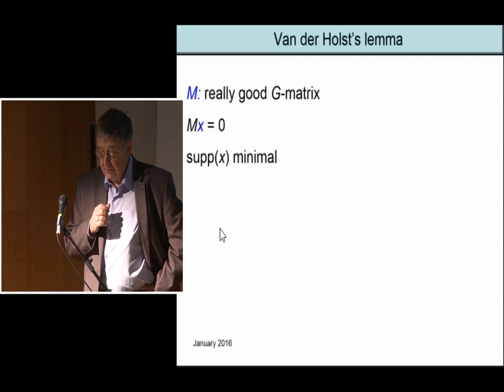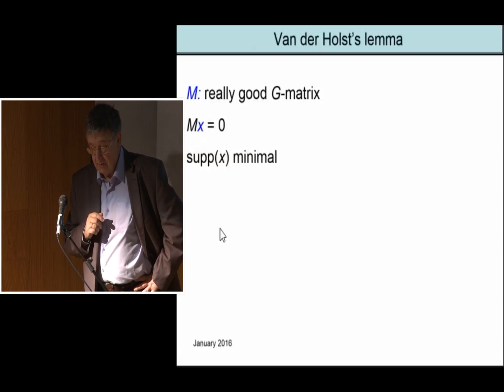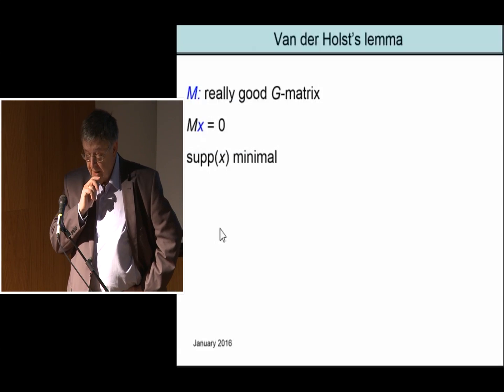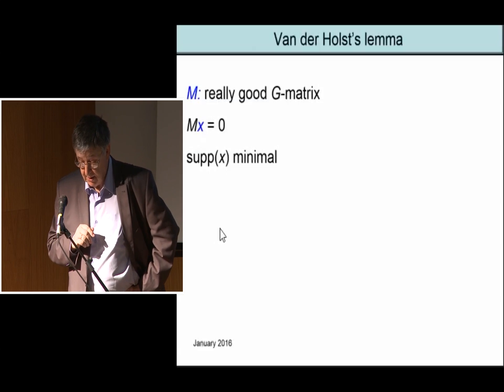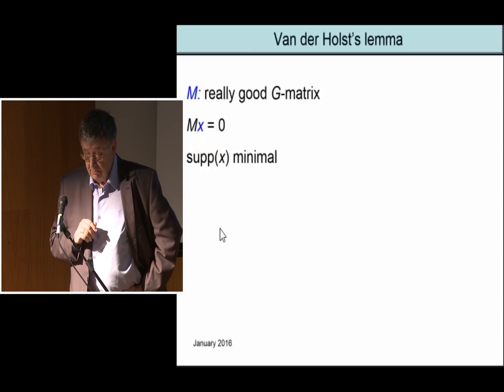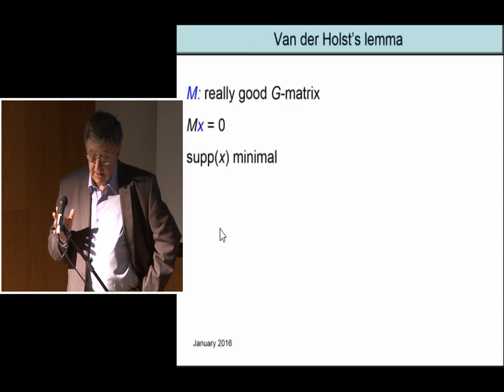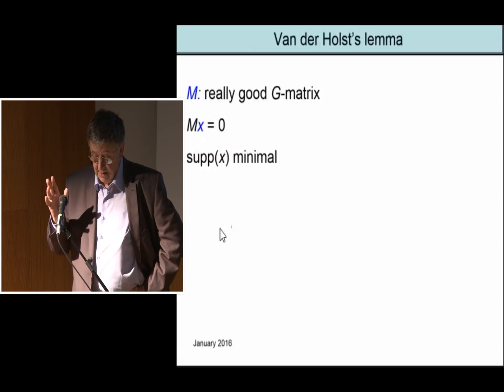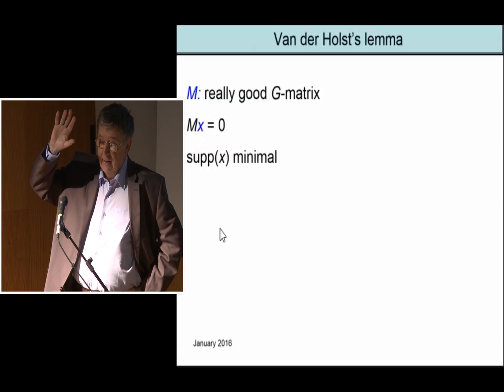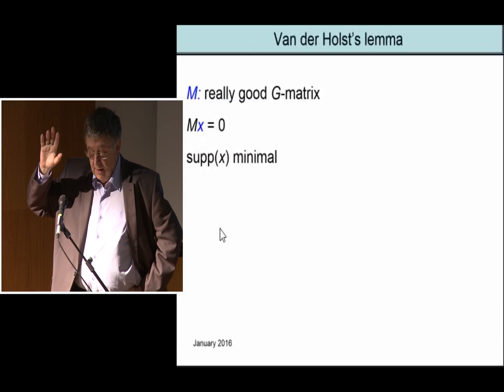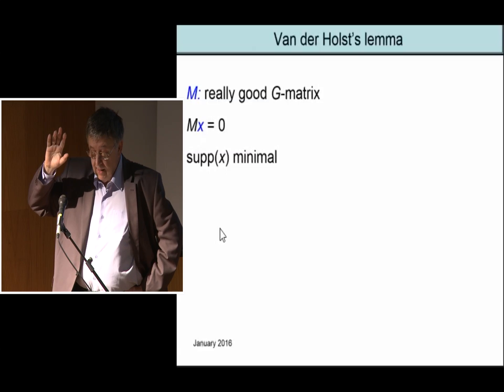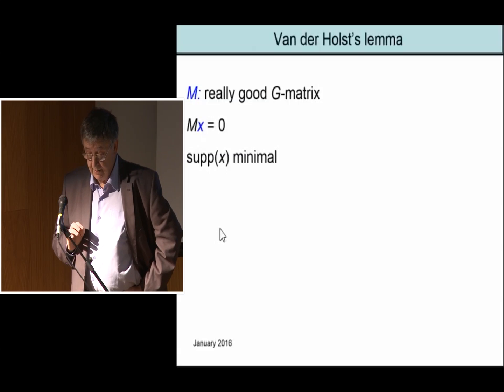So van der Holst's proof involves a lemma, and I would like to formulate this lemma because it's really quite interesting and again relates to lots of things. So suppose we look at a really good G matrix. So again, its off-diagonal entries are negative or 0, and it has exactly one negative eigenvalue.